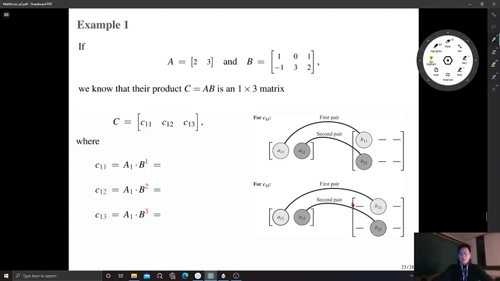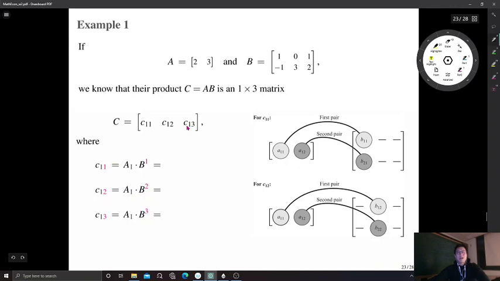Now, going back to our question, how to multiply two matrices. Let me explain that with two examples. The first example is what we saw. A is a 1 by 2 matrix, (2 3), and B is a 2 by 3 matrix. Then we know the dimension of the product is 1 by 3. So it has 3 elements, one row vector, with 1 row and 3 columns.